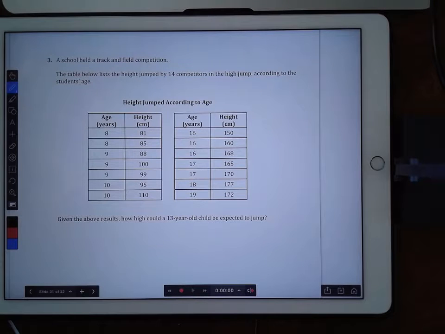Hey guys, we're looking at Meyer line. This is question number 3, and we've got a problem based on a school track and field competition. The table below lists the height jump by 14 competitors in the high jump according to their age.